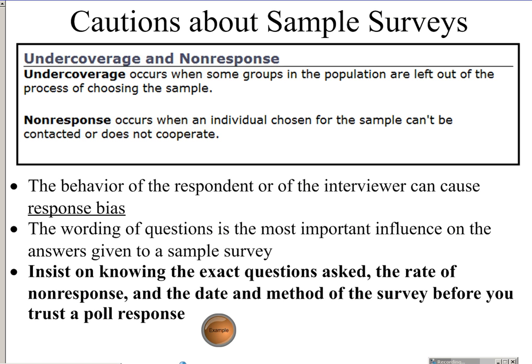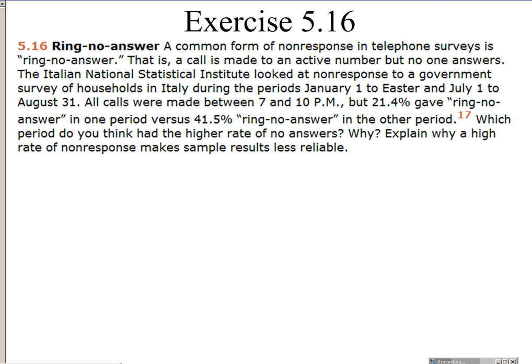Some of them you can even click on and you can see the actual questions that are being asked. As far as them telling you, we rotate this, we ask it this way one time, this way another time, again, to try to limit the effect of response bias.